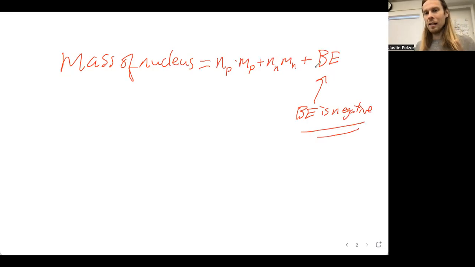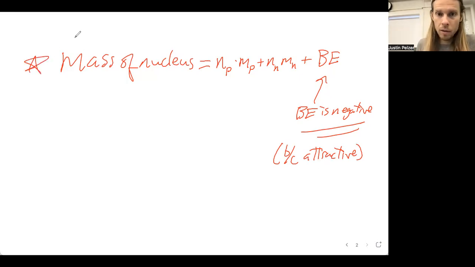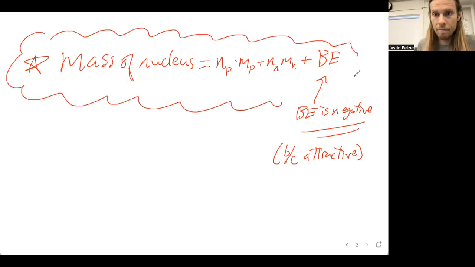And there's a reason I'm writing it as a plus a negative. It's to remind ourselves that binding energy is negative. So when we solve for binding energy, we always want to make sure that it's negative. It's negative because it's an attractive force. You could write minus binding energy, but I'm going to do it like this because it's attractive. So this is the formula that you're going to use. Really important, this is it.